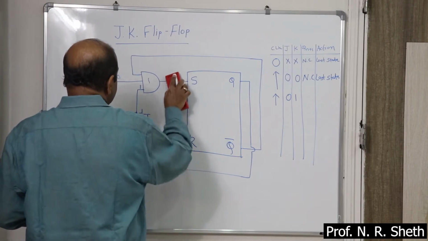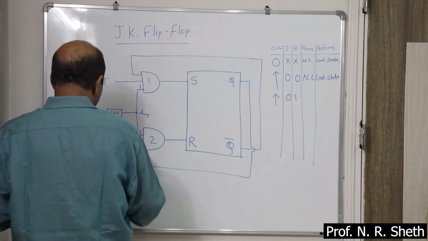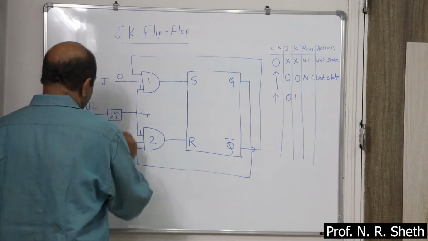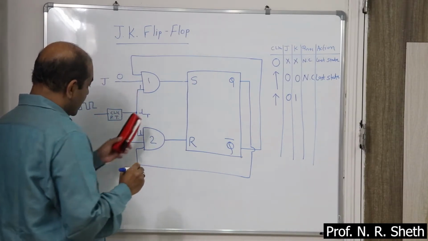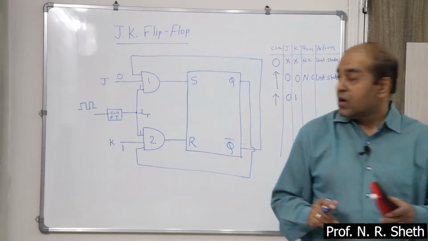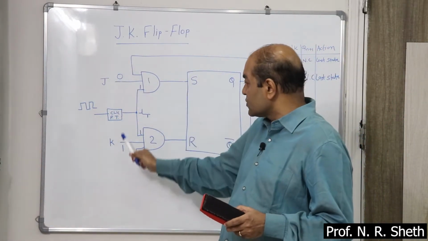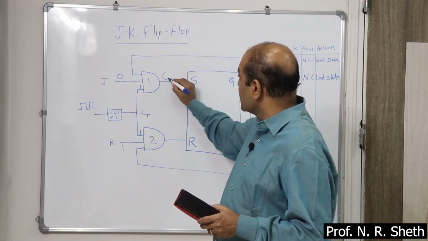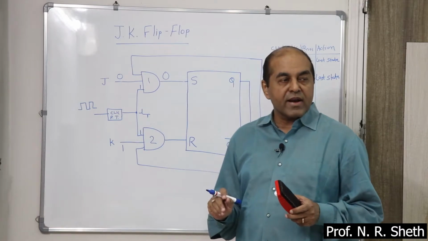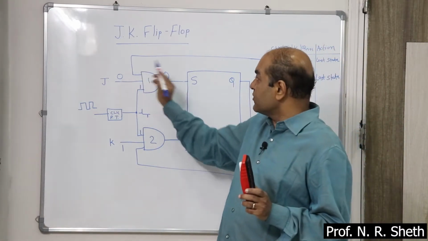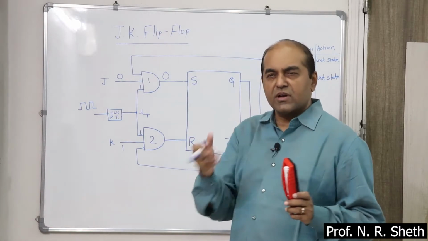Suppose your clock pulse is available, J is 0 and K is 1. Clock is available. Now, this input is 0, this one is 1. So, one thing is sure, that the output of AND gate number 1 is 0, irrespective of this input. Either it may be 0 or 1, it doesn't make any difference.